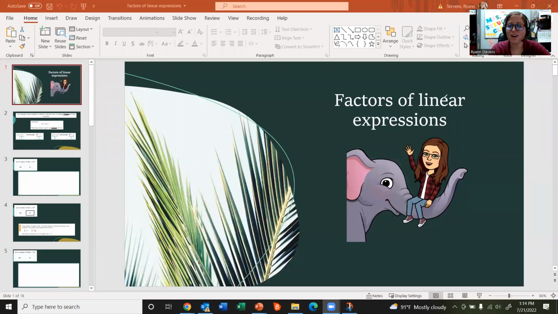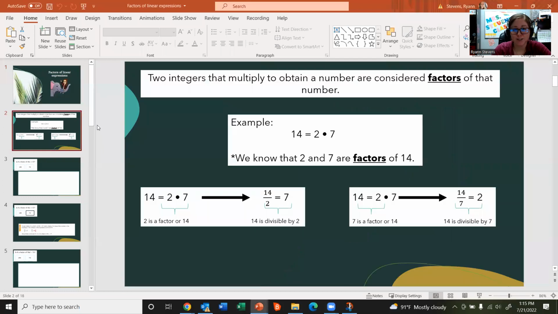Hello, we are going to talk about factors of linear expressions. When we talk about factors, we want to remember what it means. When two integers are multiplied to get a number, that tells us that they are factors of that number. As an example, 14 is equal to 2 times 7. We would know from this that 2 and 7 are factors of 14.